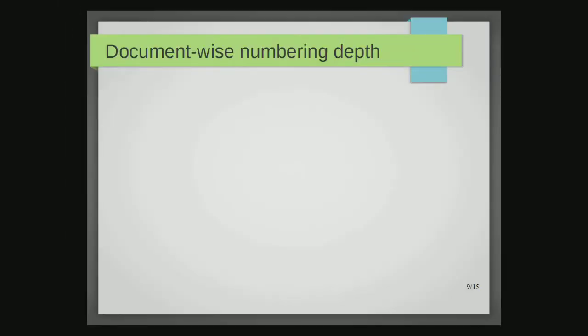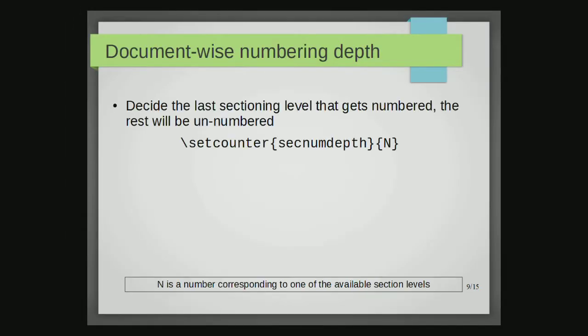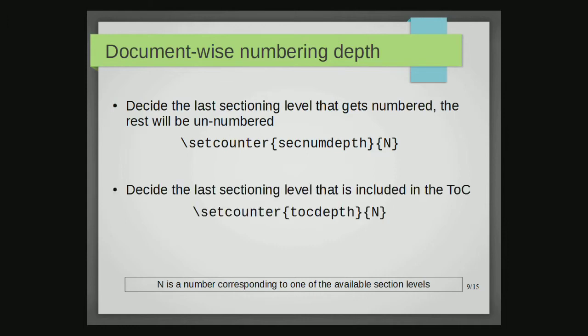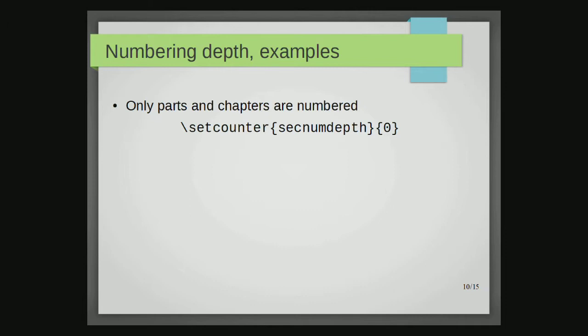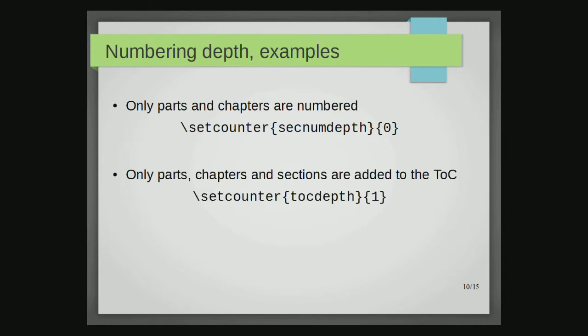In LaTeX, it is also possible to decide which will be the last among the sectioning levels that gets a number. Not only this, but it is also easy to choose which will be the last level among the sections that is included in the table of contents. So, for example, if we wish only parts and chapters to be numbered, we would use the command \setcounter{secnumdepth}{0}. On the other hand, if we wished only parts, chapters, and sections to be added to the table of contents, we would use the command \setcounter{tocdepth}{1}.